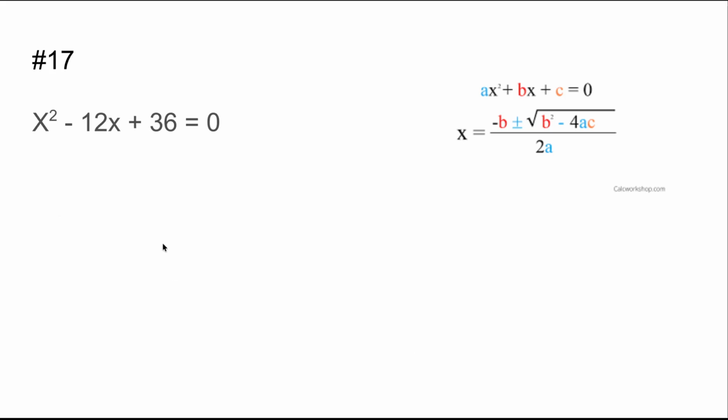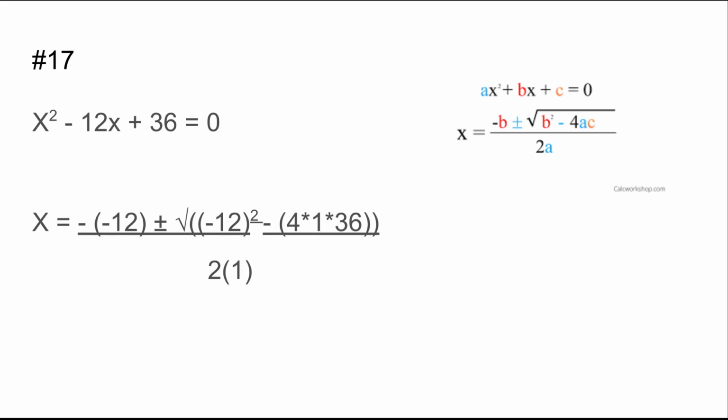Number 17, it's in the right format, so let's plug it in. Negative 12 plus the square root of negative 12 squared minus 4 times 1 times 36, enter, divided by 2, x equals 6. And this actually is the same thing when we subtract. Let's plug it in our calculator and see. Negative 12 minus the square root of negative 12 squared minus 4 times 1 times 36, enter, divided by 2, and you get 6 again.